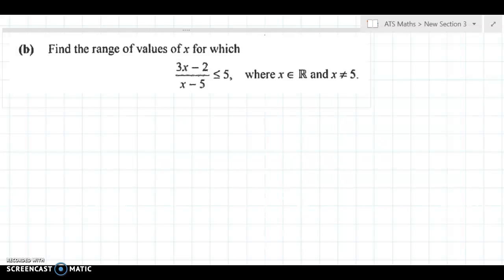Right, we're going to have a look at this here. This is a rational inequality. Find the range of values of x for which this is true. Now x can't be equal to 5.